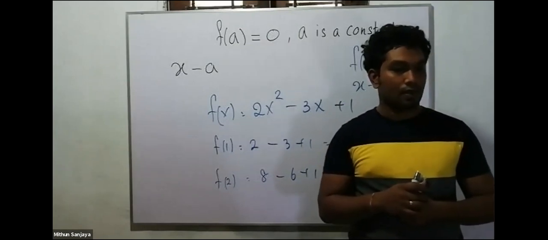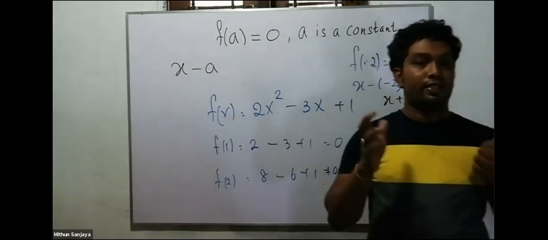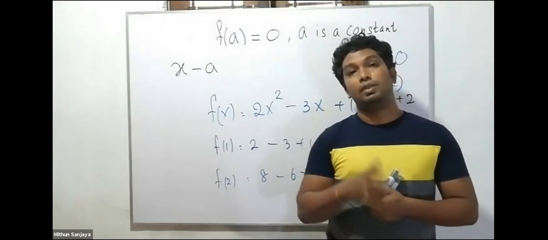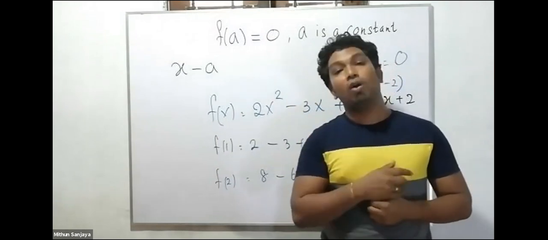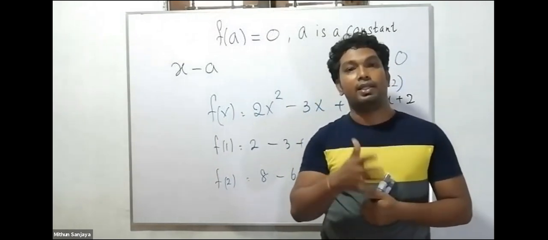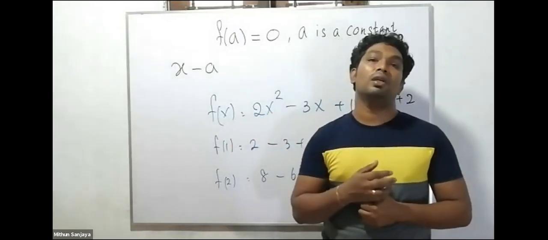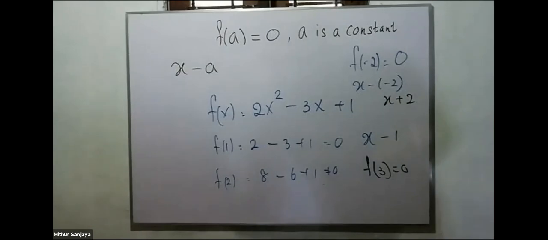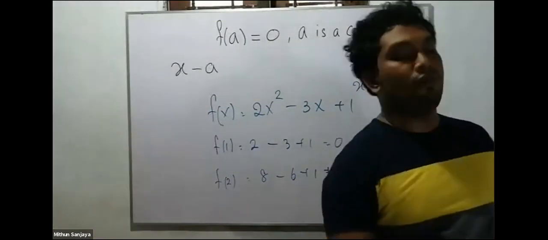Clear? How do we get the factors here? Which terms do we need to substitute? Only 6 values: minus 3 to plus 3, whole values. Minus 3, minus 2, minus 1, 1, 2 and 3. No fractional values, no decimal values. That is the way we identify the factors. That is the factor theorem.